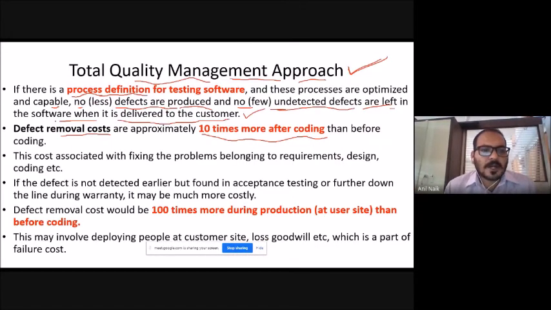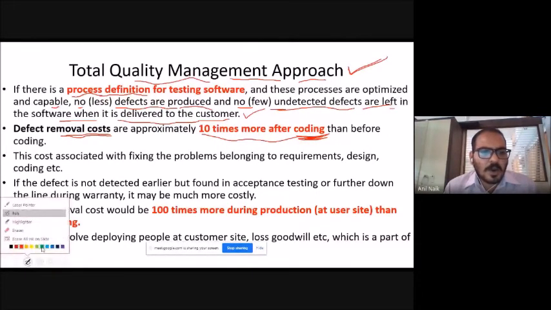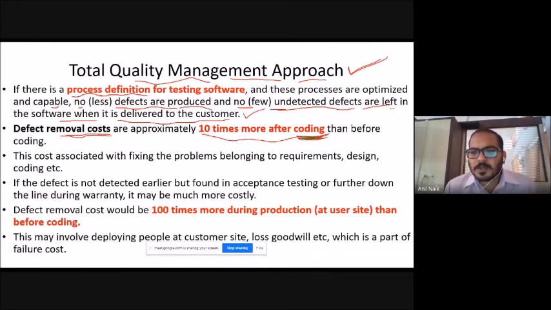So the defect removal cost is approximately 10 times more after coding. If you do it in the early stages, then it is free, meaning you are not spending any money. But if you do the testing after the coding, then the cost will increase 10 times. 10 times means you have to pay more money and time than before the coding.